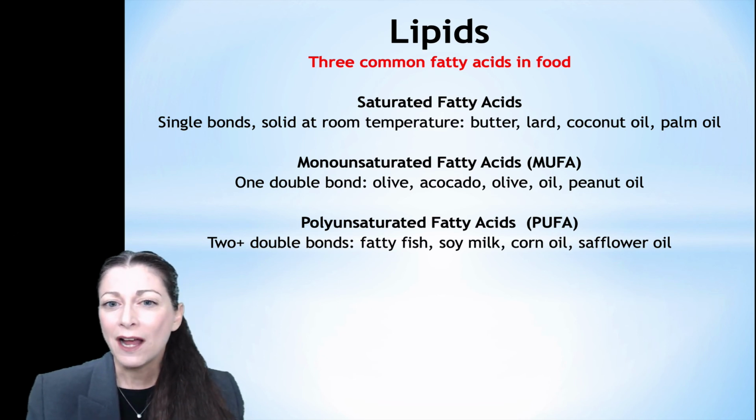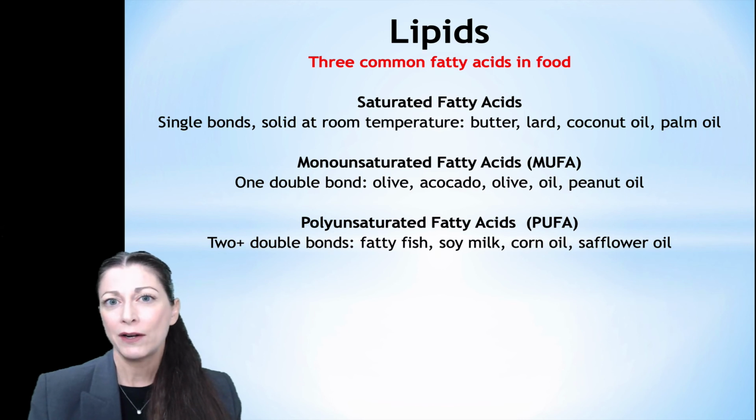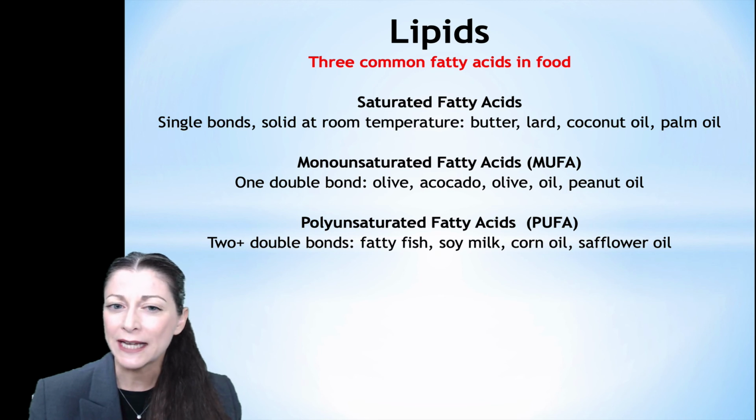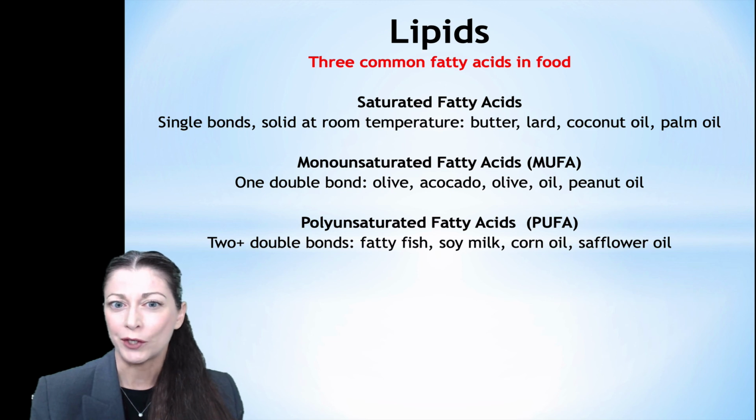There are 3 common fatty acids that are found in food: saturated, monounsaturated, and polyunsaturated. Saturated fatty acid foods contain only single bonds and they pack together nice and neat, really tightly. They're solid at room temperature. So these are foods like butter, lard, coconut oil, and palm oil. They're solid at room temperature.